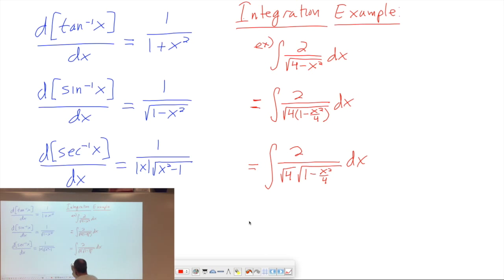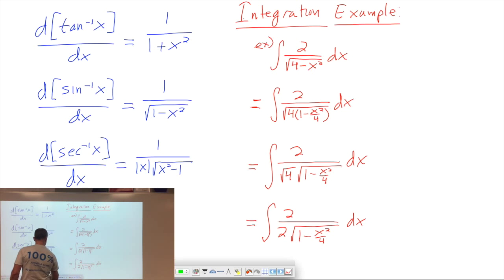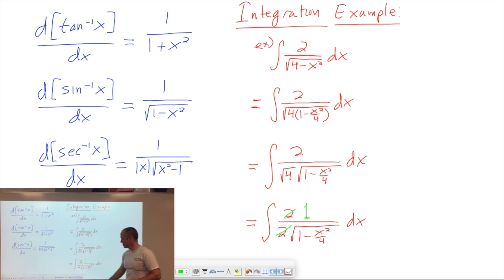Square root of 4, I can now evaluate. And I have 2 divided by 2 times the square root of 1 minus x squared over 4, dx. I am so close. In fact, I could just do that. I'll be left with a 1 on top. Close, but still not done yet.